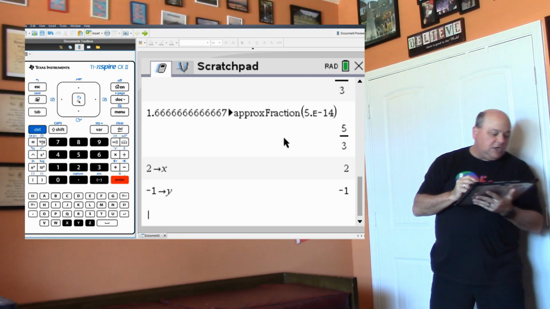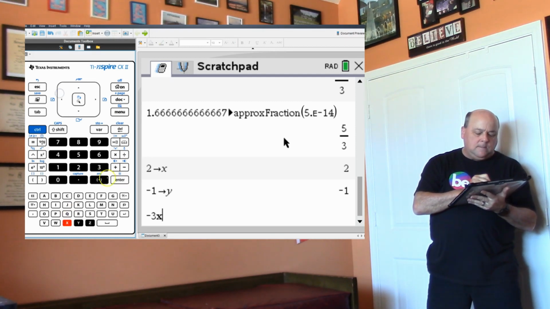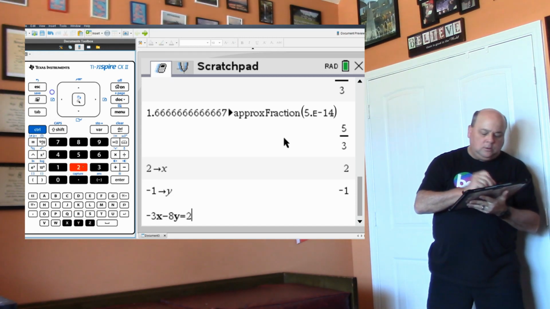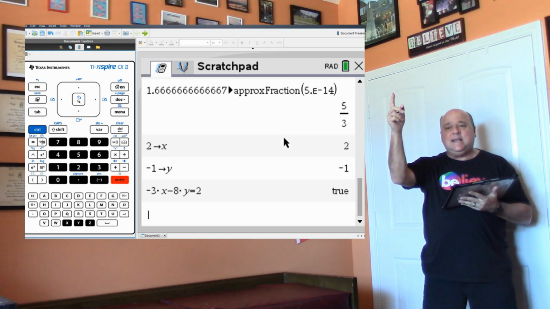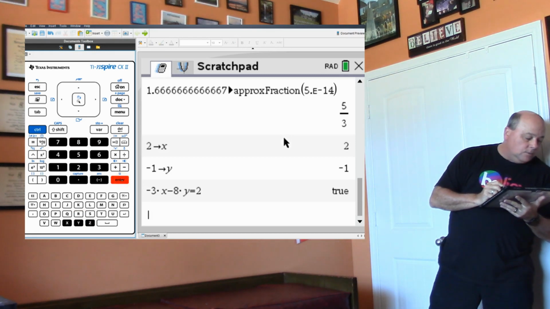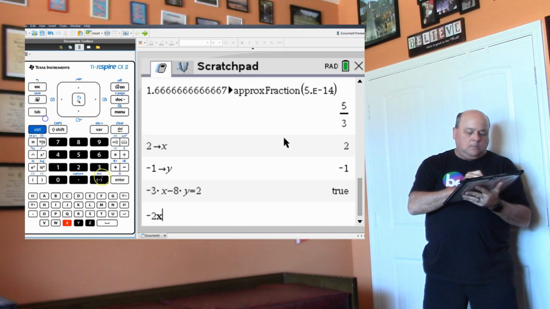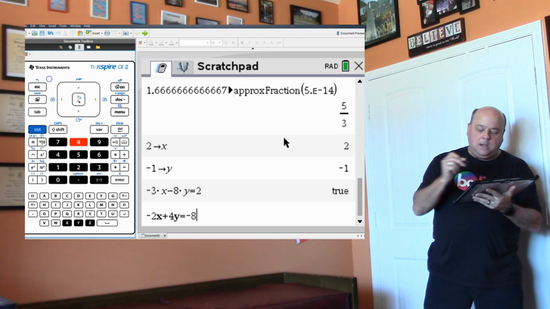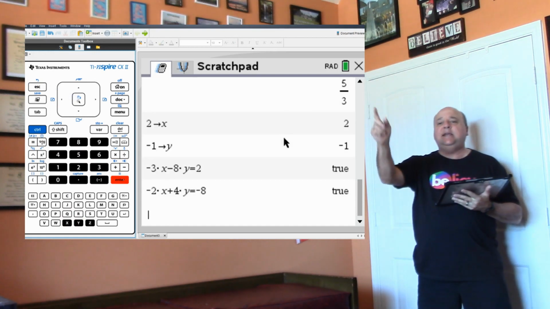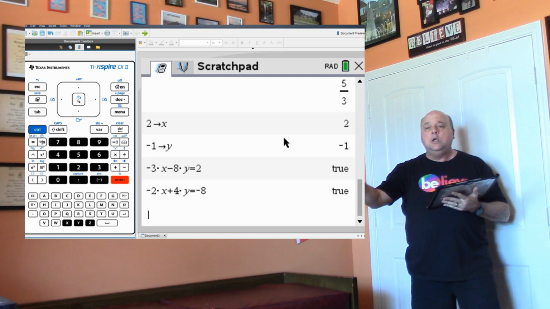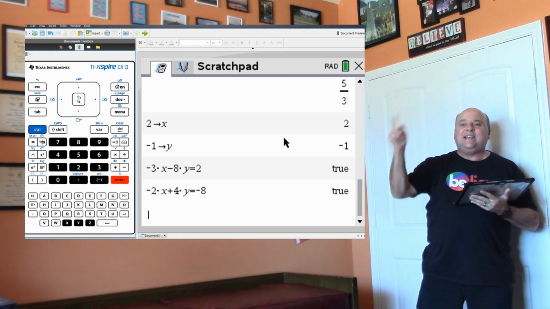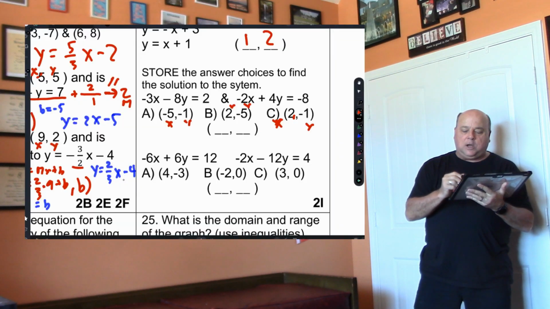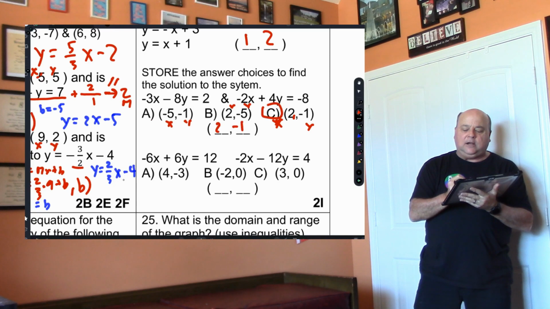Now let's type in the first equation. Negative 3x minus 8y equals 2. It should say true. Ding, ding, ding. The other one should also be true. So negative 2x plus 4y equals, is it 8? Negative 8. This should also be true. Ding, ding, ding. Do you see how that point made both of them true? So you're going to store the answer choices. Type them into the problem until you get a true, okay? So the answer to this problem right here is C, 2 comma negative 1.